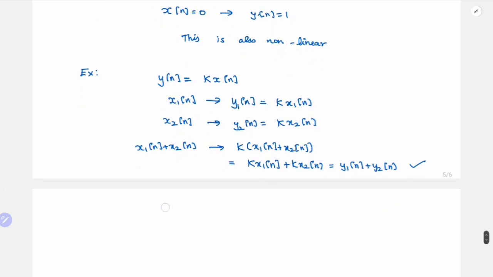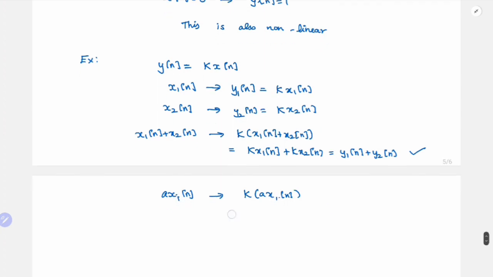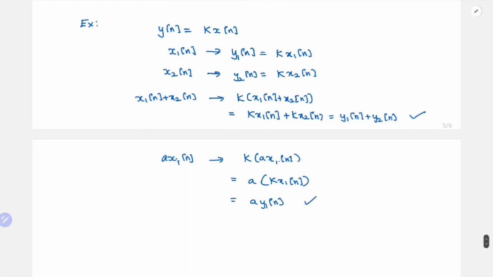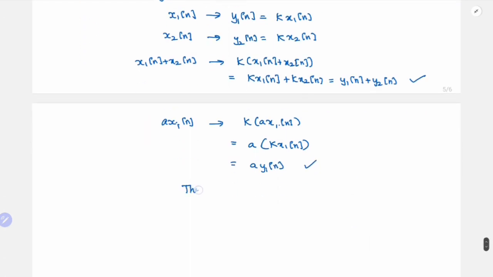What about homogeneity? My a x2 of n gives me k into a x2 of n. Anything, it can be x1 or x2. Okay. So this I can write as a into k x1 of n, which is nothing but a y1 of n. So my homogeneity is also okay. So this system is a linear system.